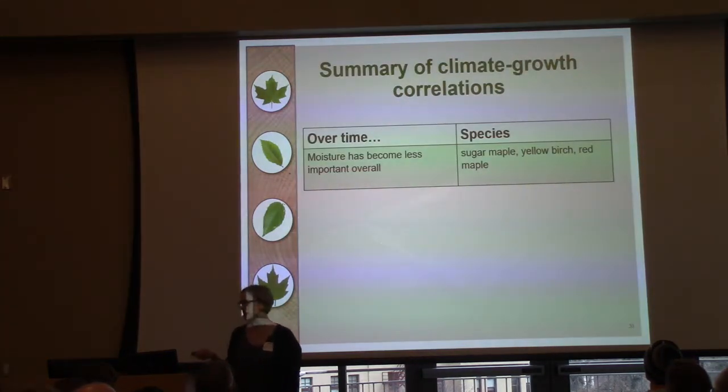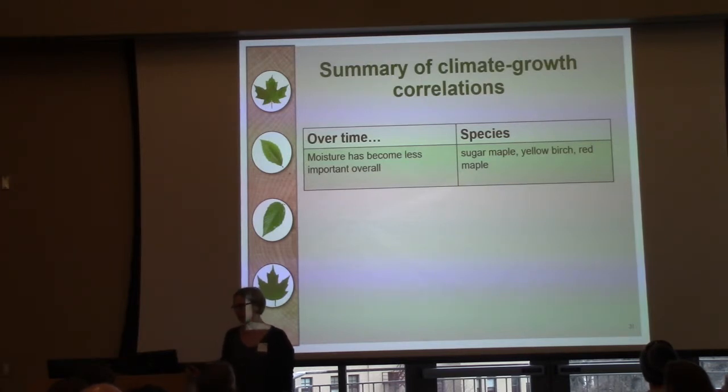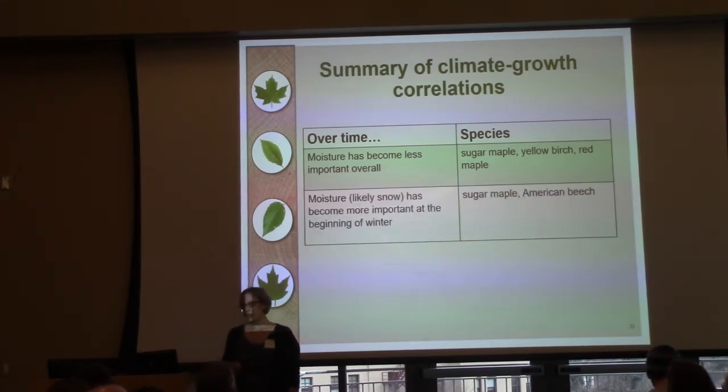So to summarize these climate growth correlations, over time we've seen that moisture has become less important, perhaps pointing to that increase in precipitation in the Northeast for sugar maple, yellow birch, and red maple. Also that moisture, likely snow, has become more important at the beginning of winter for sugar maple and American beech.